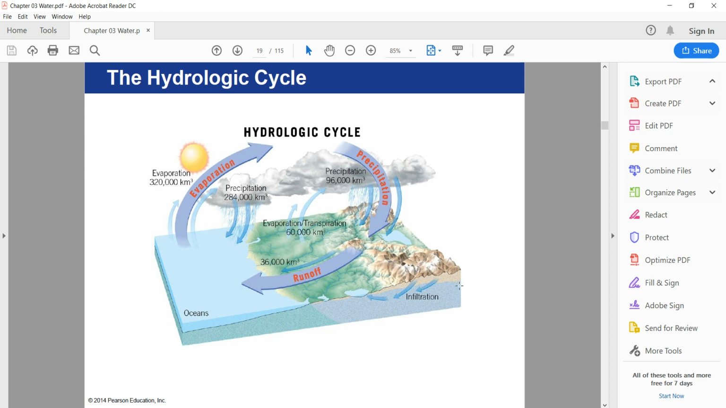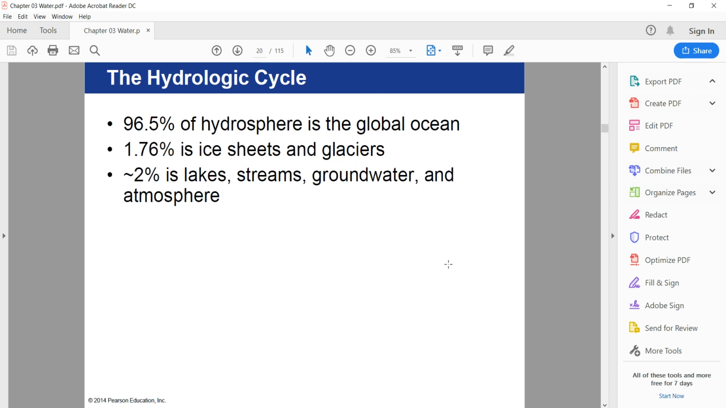So that is the hydrologic cycle. It explains how water moves from one form or physical state to another, from continent to ocean to atmosphere. This is a model that explains it.